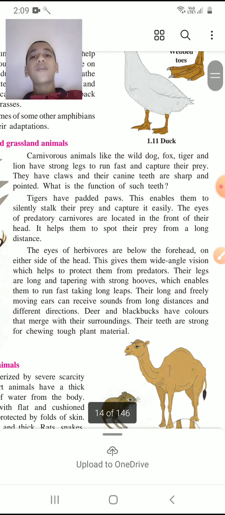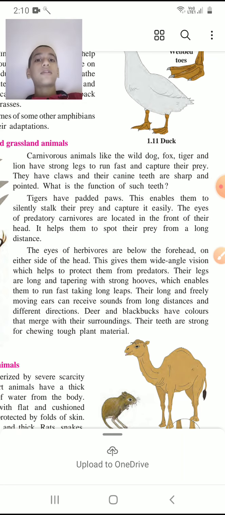Here they have shown carnivorous animals like the wild dog, fox, tiger and lion have strong legs to run fast and capture their prey. They have claws and their canine teeth are sharp and pointed. What is the function of such teeth? Tigers have padded paws. This enables them to silently stalk their prey and capture it easily.